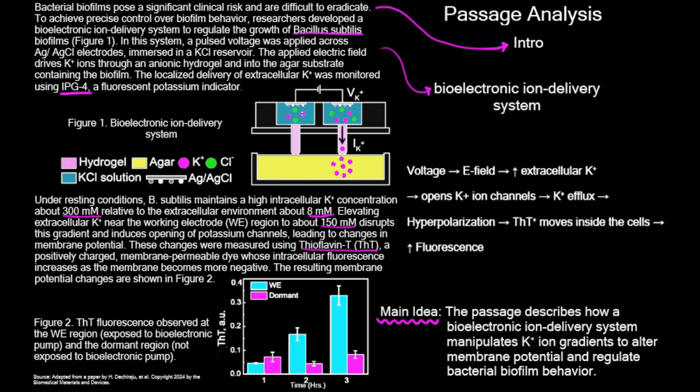Even if you are unfamiliar with hydrogels, we should recognize that anionic means negatively charged. This makes sense because negatively charged material would allow positively charged K plus ions to pass through, whereas a positively charged material would repel the positively charged K plus ions. Figure 1 illustrates the setup described in this first paragraph.